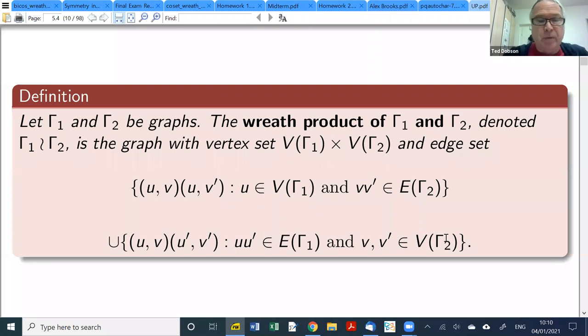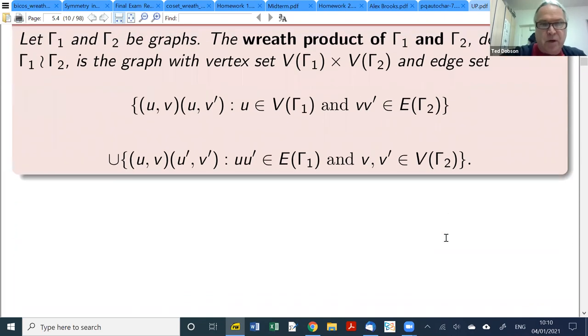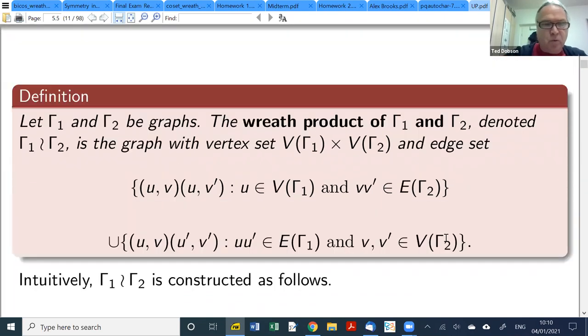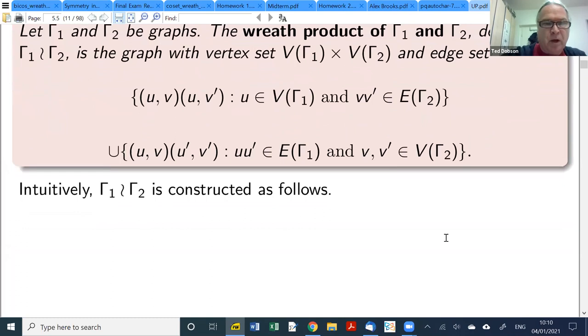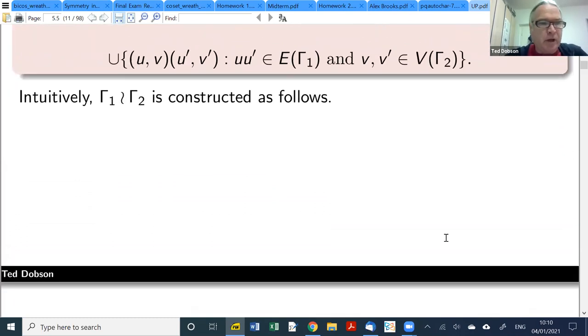If you stop me on the street, I'll be able to write this definition down, but most people don't really remember the definition because intuitively it's easy to think of how to construct the wreath product.